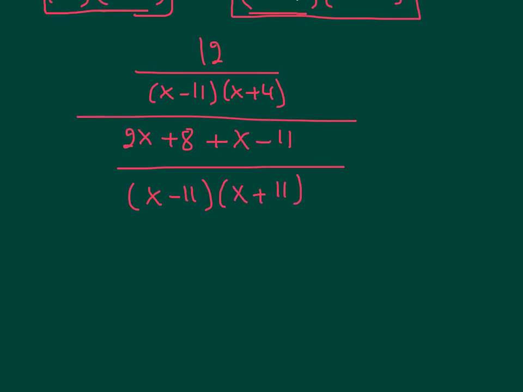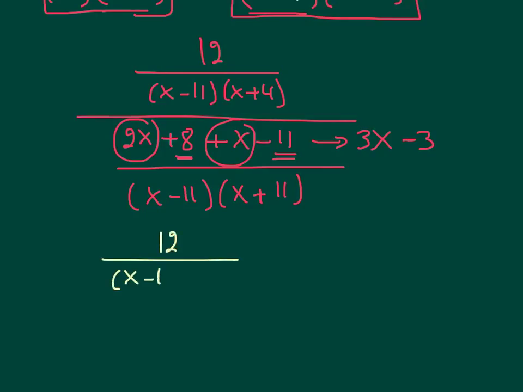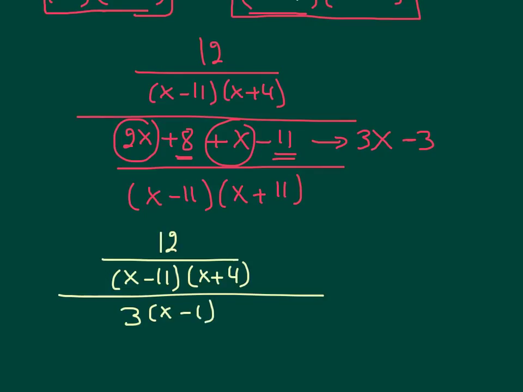I'm going to simplify it a little bit more before I go on and change to multiplication. To simplify it, if you look at the numerators here, 2x plus x will give us 3x. Plus 8 minus 11 gives us negative 3. And so if I factor out a negative 3, this is what this term is going to look like. 12 divided by x minus 11, x plus 4. On the bottom, I'm going to factor out the 3. It will be x minus 1. And this denominator stays as x minus 11, x plus 4.